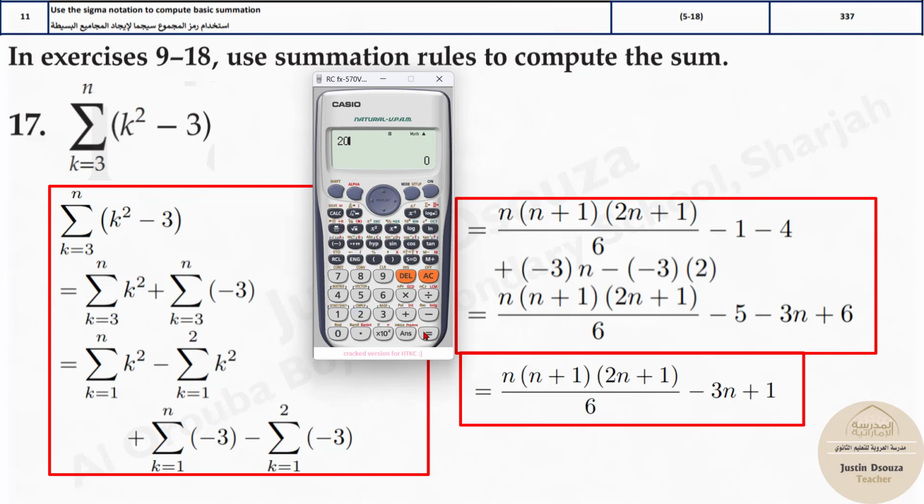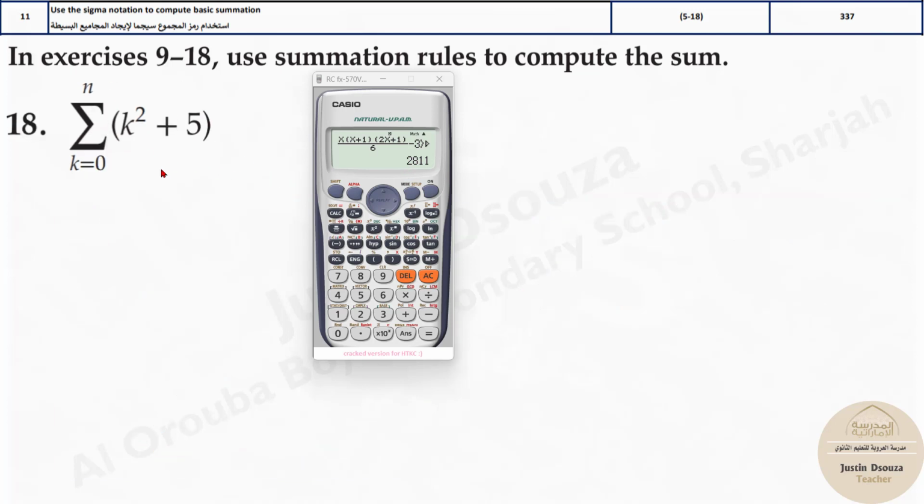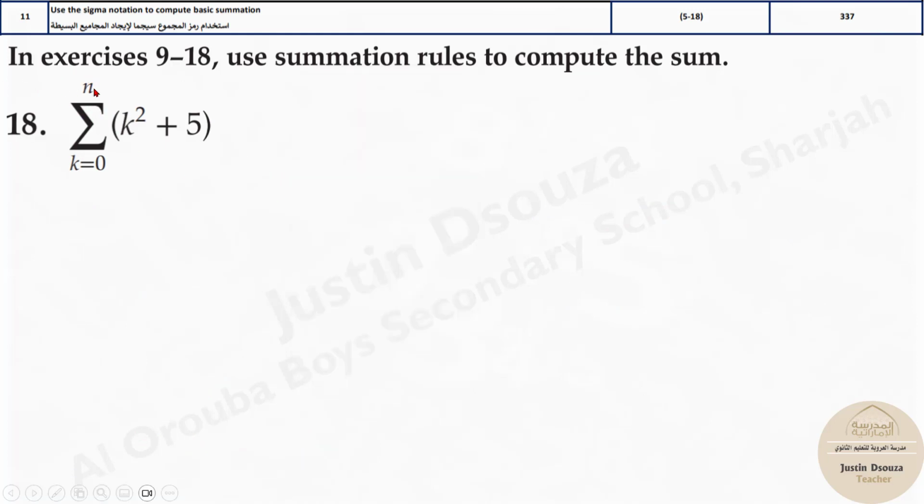I had used 20 and this answer must match. It is 2811. Only one option will match with your question. All the other options will give you something other than 2811. Only this particular correct option will give you the correct answer. So this is how, even if there is n, you can easily solve it up. You can try this by yourselves. Just take any n value, substitute any n value.